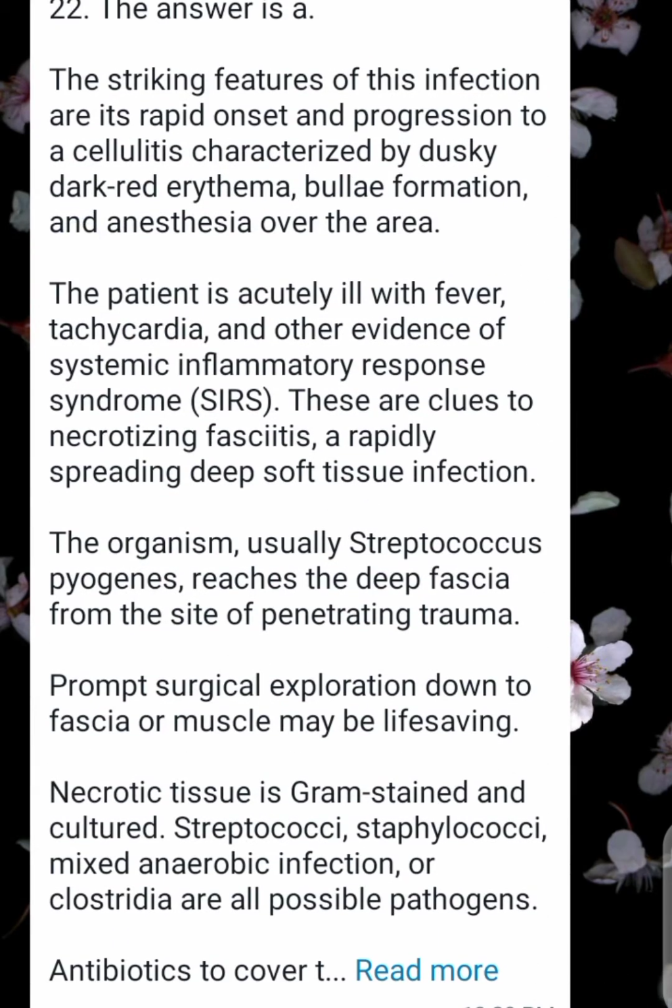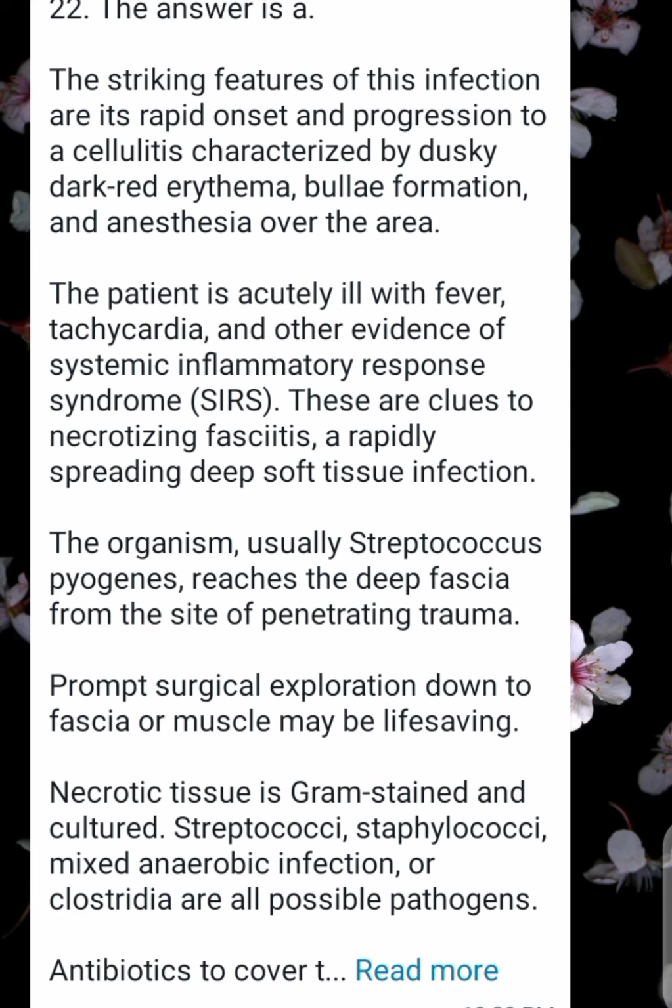The striking features of this infection are its rapid onset and progression to a cellulitis characterized by dusky red, dark red erythema, bulla formation, and anesthesia over the area. The patient is acutely ill with fever, tachycardia, and other evidence of systemic inflammatory response syndrome. These are clues to necrotizing fasciitis, a rapidly spreading deep soft tissue infection.